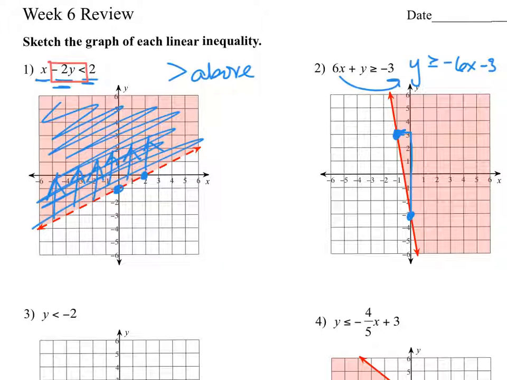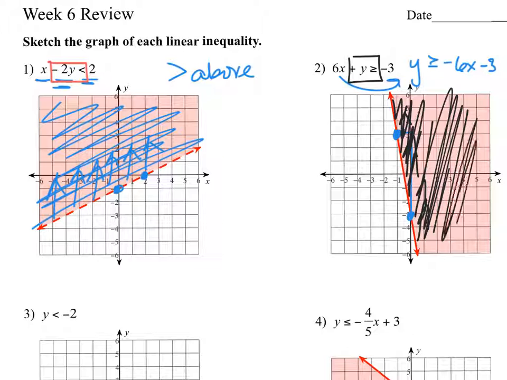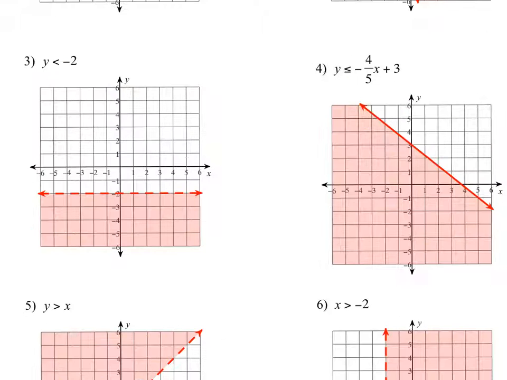And then our symbol right here, and you actually should probably even look at the original problem, is going to mean solid and shading above. And since this line's really steep, the arrows really do help us see that shading above is going to mean this whole side of the line. Question 3, pretty simple. It's just a y equals line, so I'm going to cut through the y-axis at -2 here, and then that symbol is going to tell me dashed and shaded below.